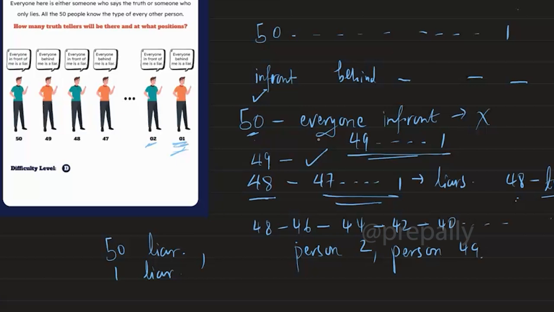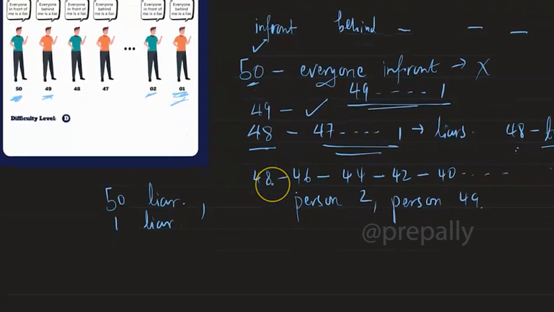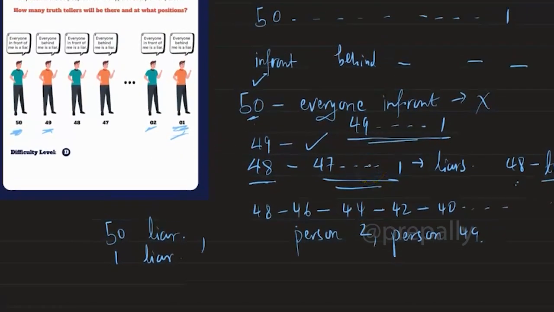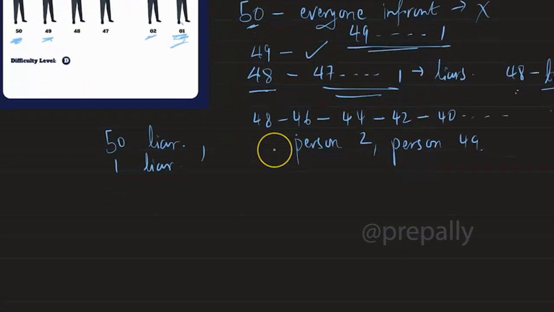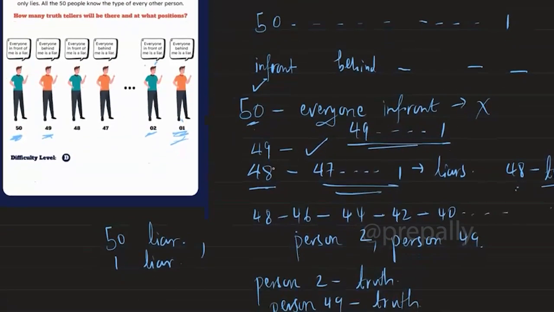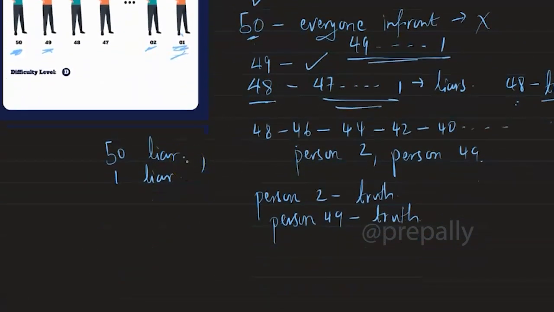in front and person 49 only has one person behind him. So their statements become easy because we already know 1 is a liar. So person 2 says everyone in front of me is a liar. Only person 1 is in front. So person 2 tells the truth. Similarly, person 49 also tells the truth because everyone behind them is a liar. There's only 50 and we already proved that 50 is a liar.